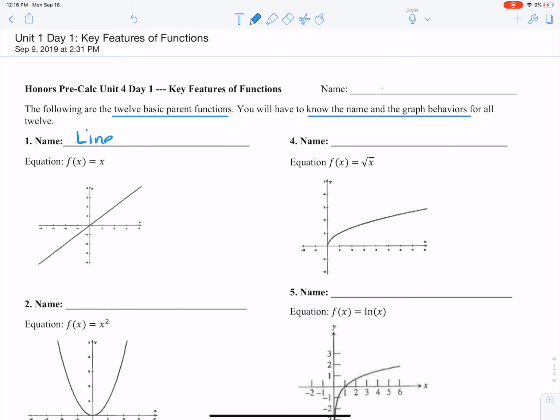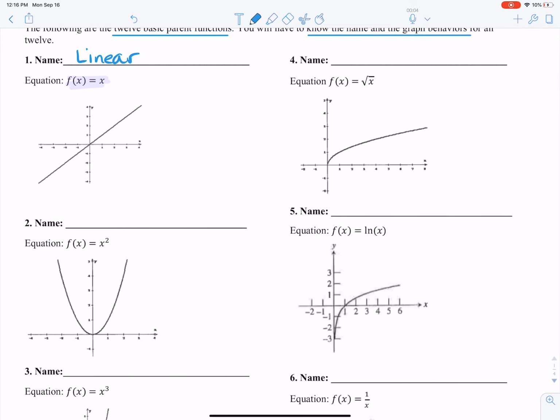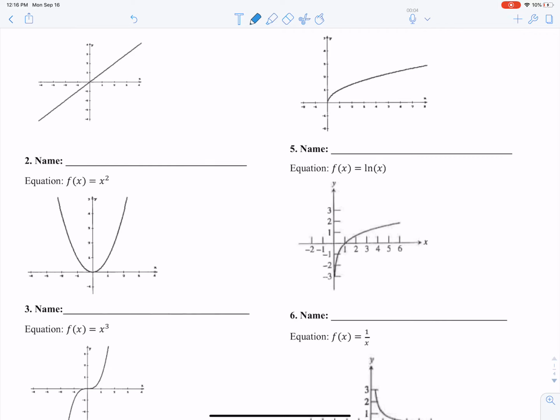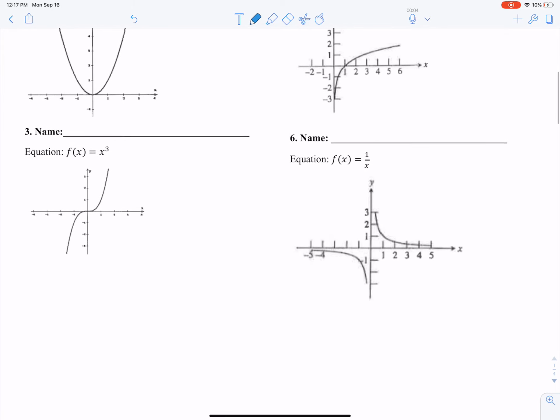This first one is a linear function. We like to call these the parent functions, we like to call them the mother functions. They've not been shifted, so they are the no-shift mother functions. The first one is linear. The second one is quadratic. Hopefully you guys got those two right.